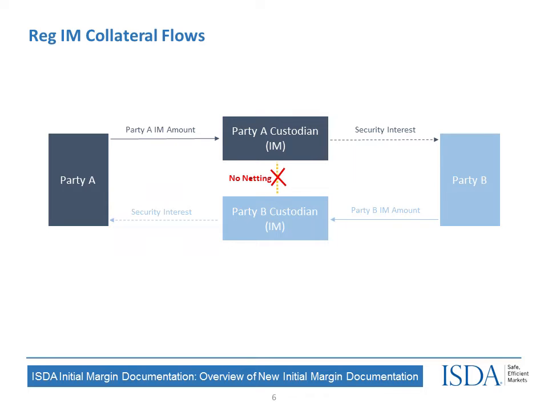So on this slide, really the key takeaways are that at all times, both Party A and Party B are posting Reg IM. Those amounts are not netted, and they are both posted to a third-party custodian, in this case, Party A custodian and Party B custodian. Now, that, as you'll see, will have a big impact on architecture and some other key decisions and choices we'll be making when you start negotiating your IM documentation.